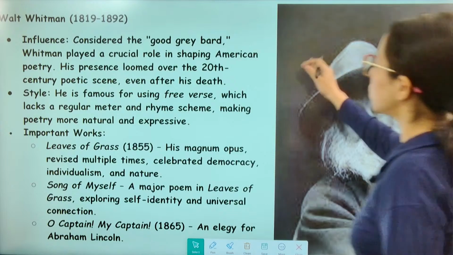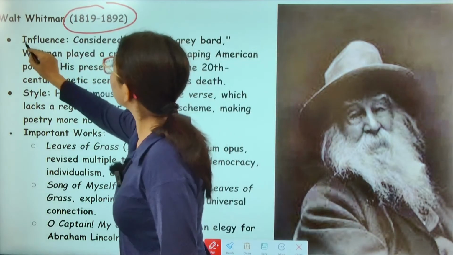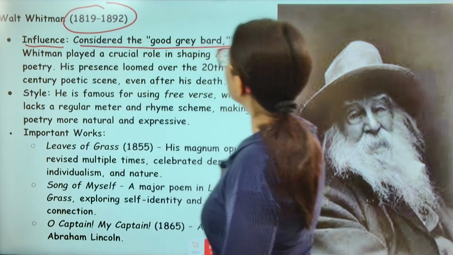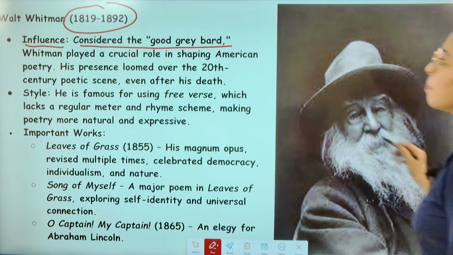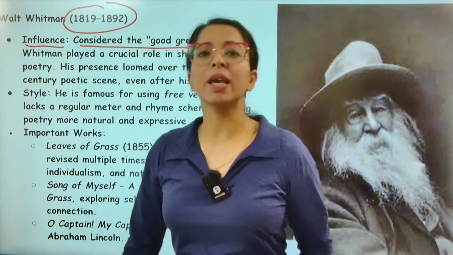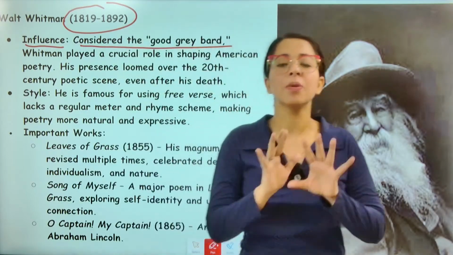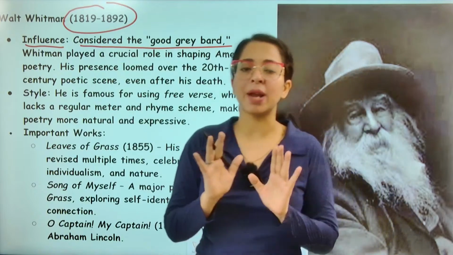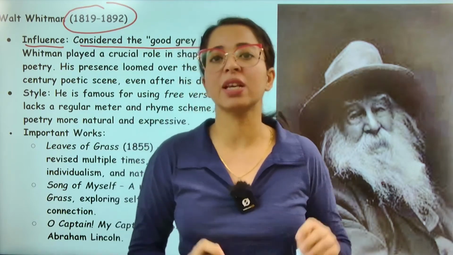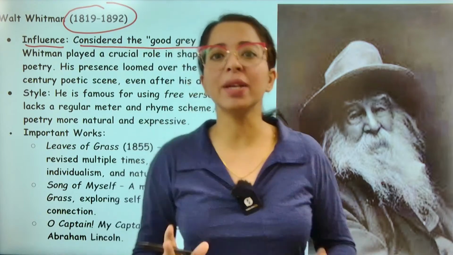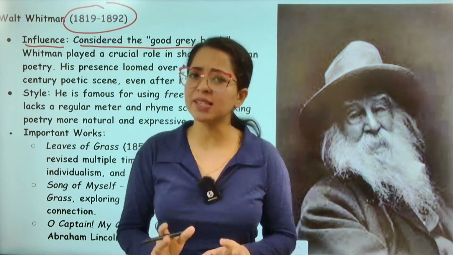Walt Whitman, 1819 to 1892. Influence: considered the good grey bard, Whitman played a crucial role in shaping American poetry. So now we are considering Walt Whitman as the quintessential, the first poet of American literature, a very, very seminal poet. Just as we have Rabindranath Tagore, similarly there Walt Whitman is considered a very seminal poet.